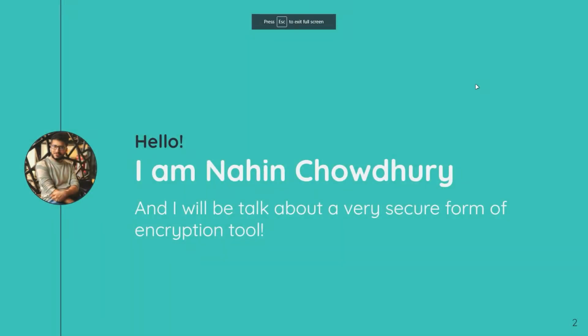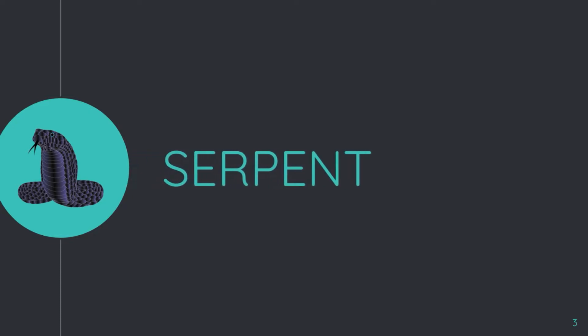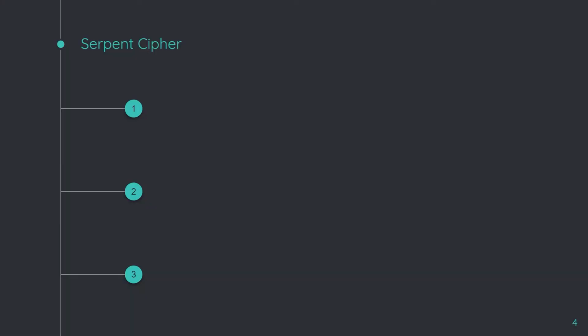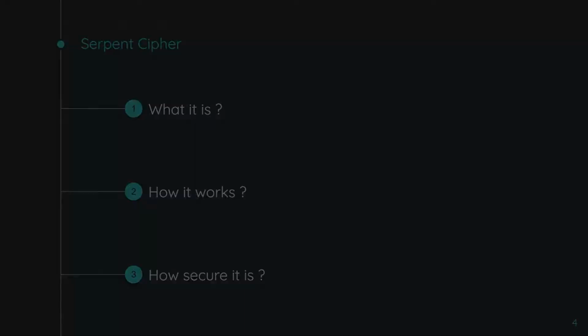My name is Nahin Chaudhary and today I will be talking about a very secure form of encryption tool. The algorithm which I'll talk about is Serpent Cipher. I'll highlight three aspects of this algorithm: what it is, how it works, and how secure it is.